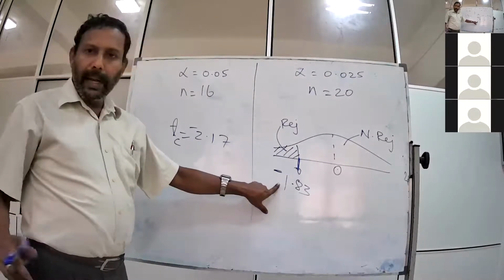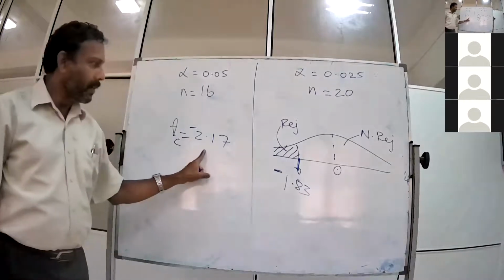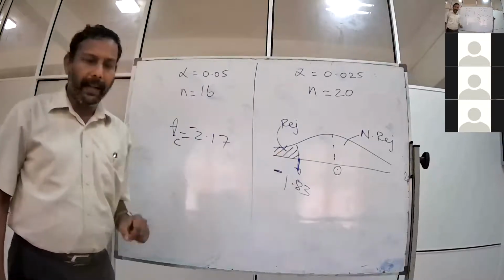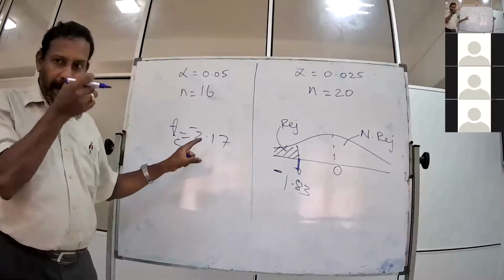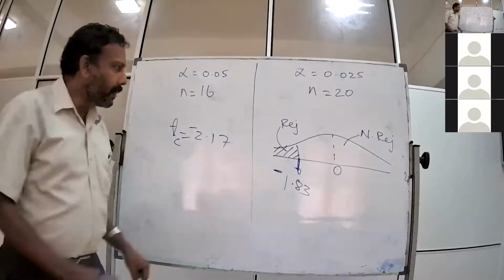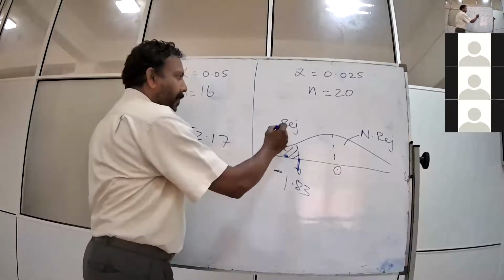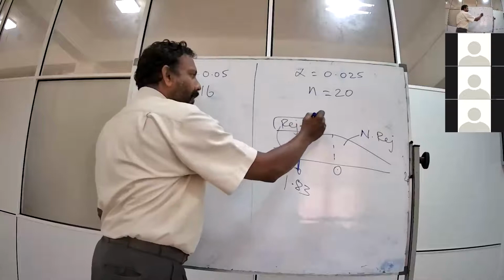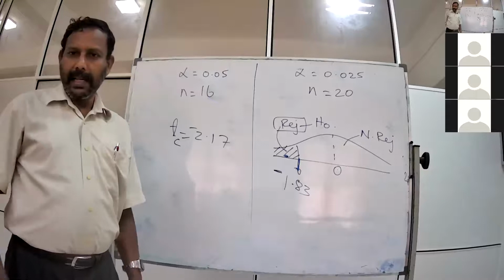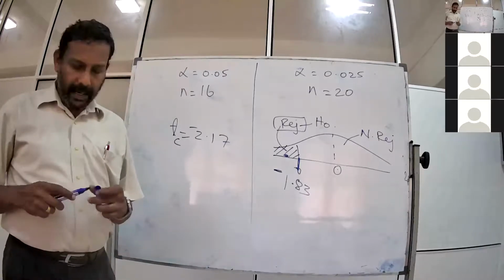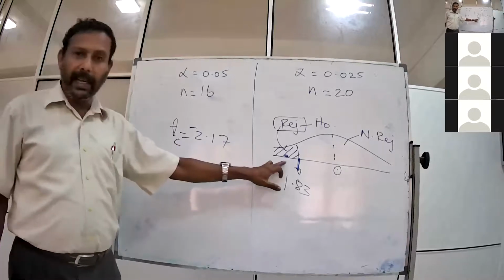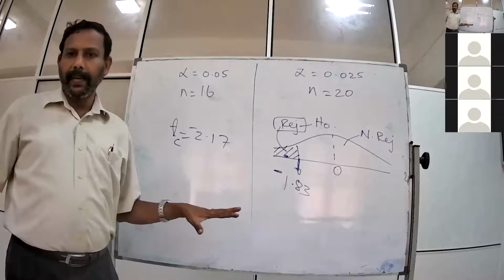Right. Now tell me, Tilini, where this value comes, whether within the shaded area or non-shaded area. Shaded area. Yeah, shaded area. Shaded area says we reject our null hypothesis. That is the rejection rule, right? So, since this is falling into the shaded area, we reject our null hypothesis.